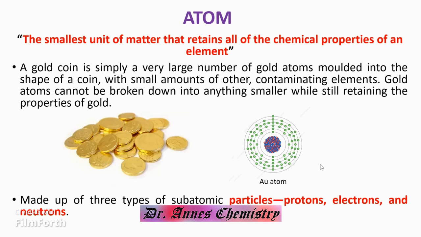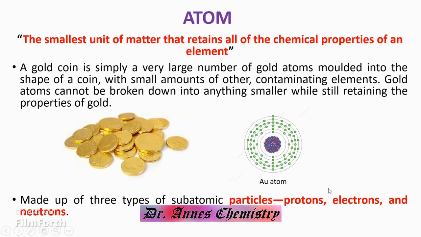Let's start with the atom. What is an atom? It is the smallest unit of matter. It retains all the chemical properties of an element. For example, take a gold coin. This gold coin is simply made up of a very large number of gold atoms, and these atoms are molded into the form of a coin. It also has a small amount of other elements, which can be considered contaminating elements, to give it certain strength.